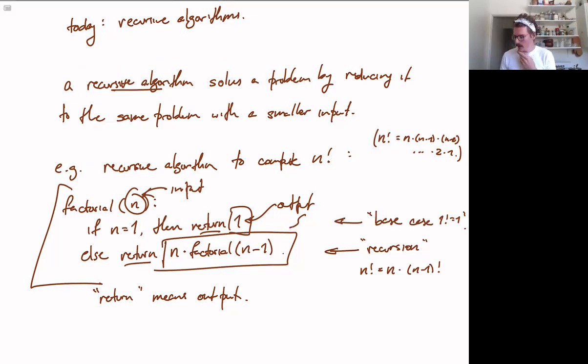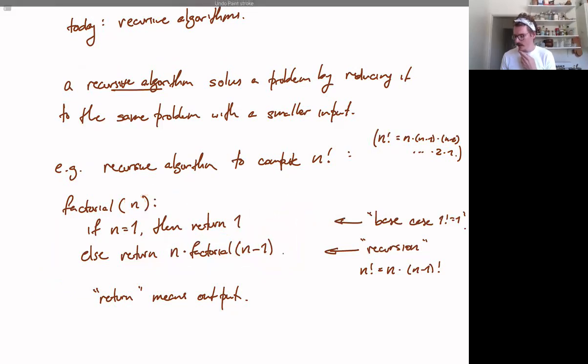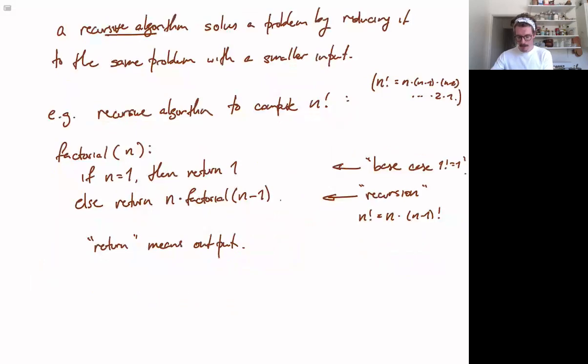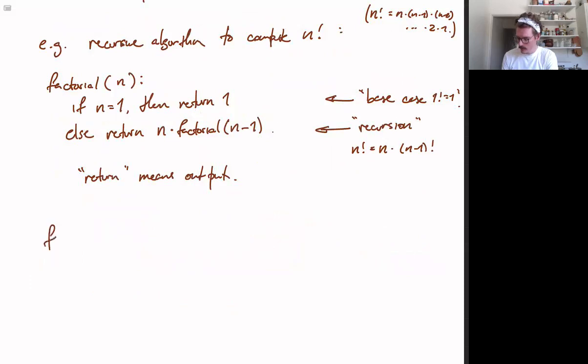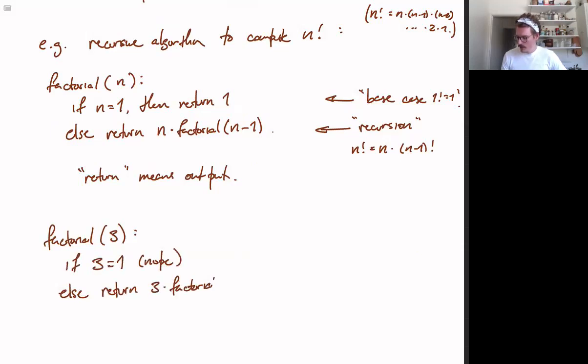So to be concrete, let's sort of track down what happens when we apply this algorithm. So what happens if we run factorial of 3? So let's just go through this program. If 3 is equal to 1, well, it is not. So we will skip the rest of that step. And instead, we will do the other thing, which is to return 3 times factorial of 2.